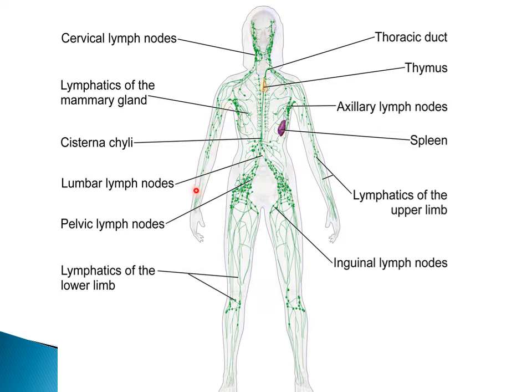Similarly, these are the lymphatics of the upper limb. These are the lymphatics of the mammary gland. They will drain into the axillary group of lymph nodes. Also, from the head and neck, there is drainage into the cervical group of lymph nodes. Here there is a thymus. Thymus, spleen, etc. are the lymphatic organs we mentioned earlier. So this gives a brief idea about the lymphatic system of the body.